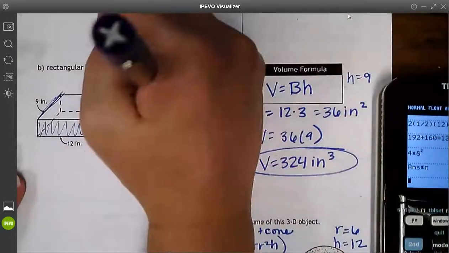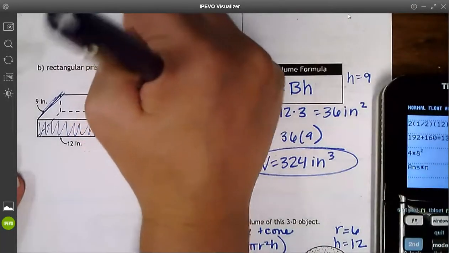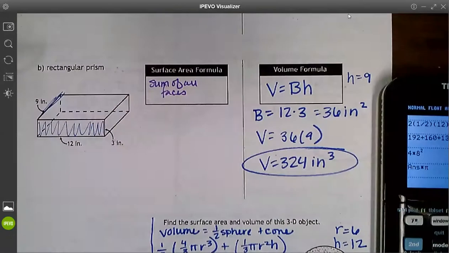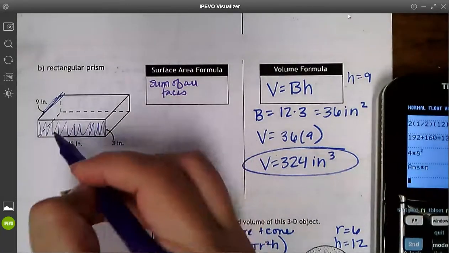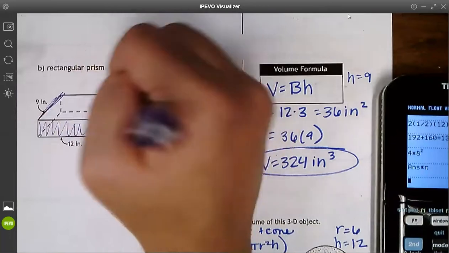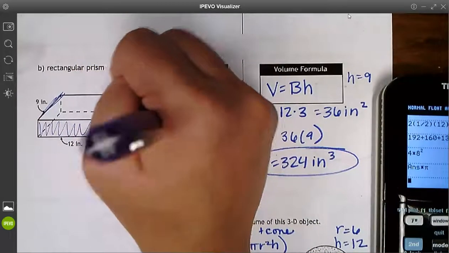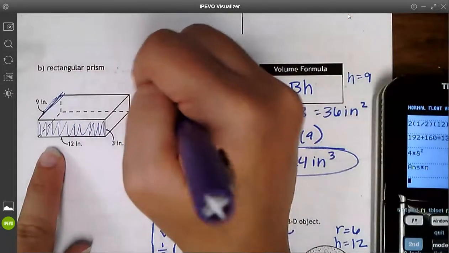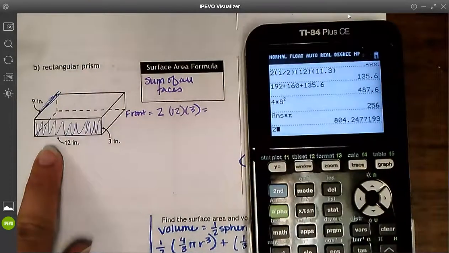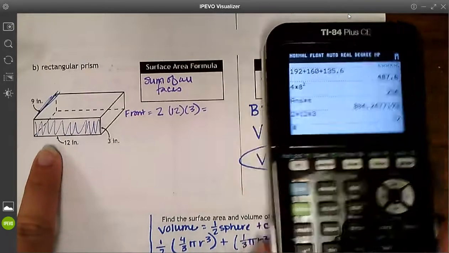Rectangular prism, again, the surface area here is the sum of the area of all faces. So I've got 2 of the front and the back. So I have 2 times my area, which is 12 times 3. 2 times 12 times 3 is 72.